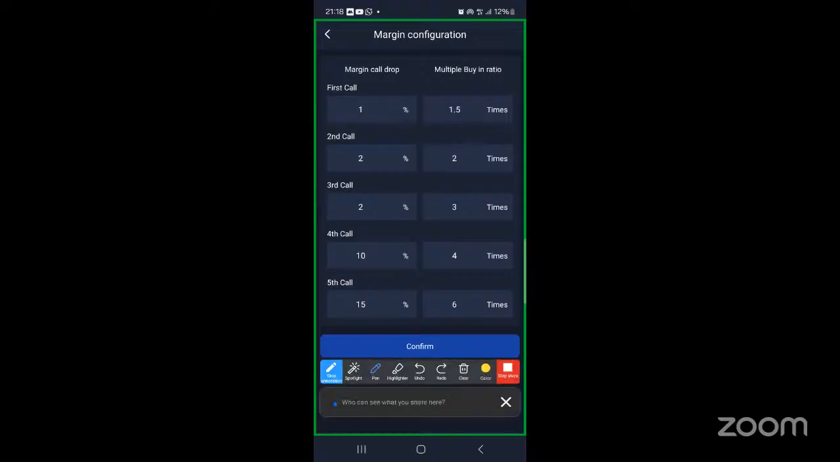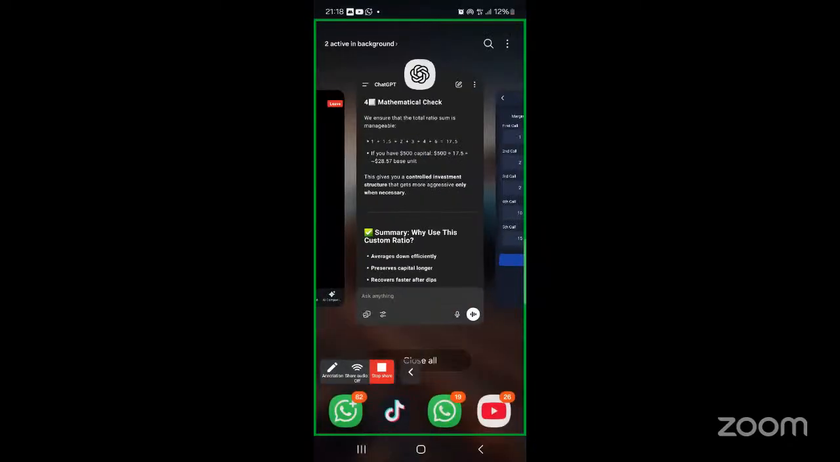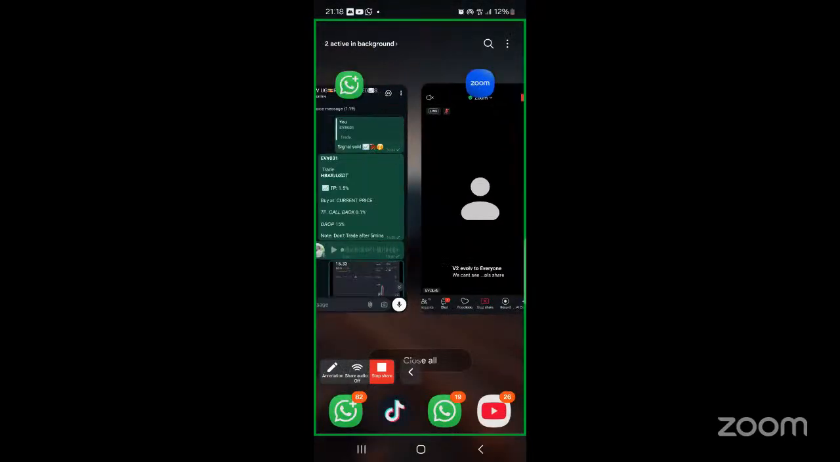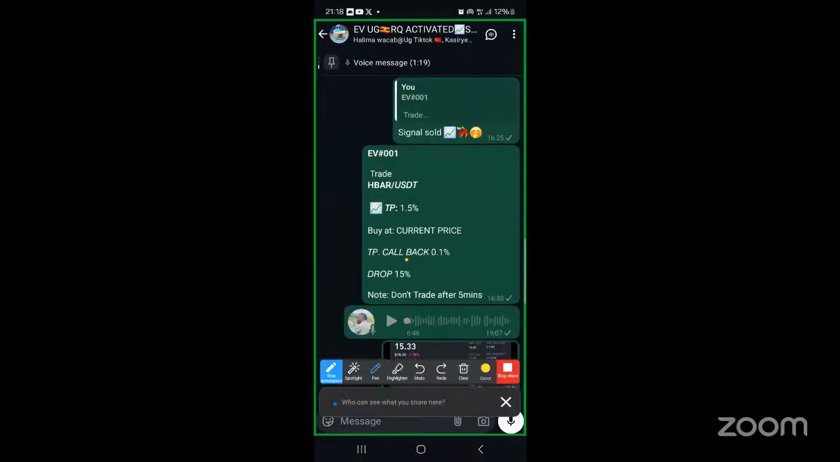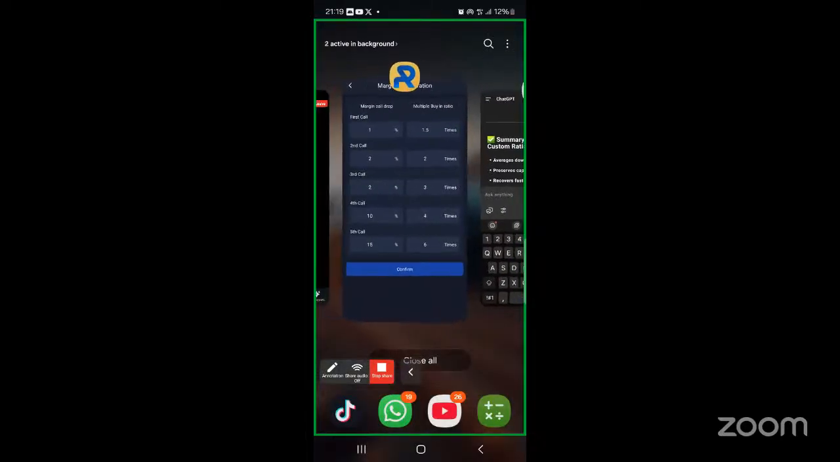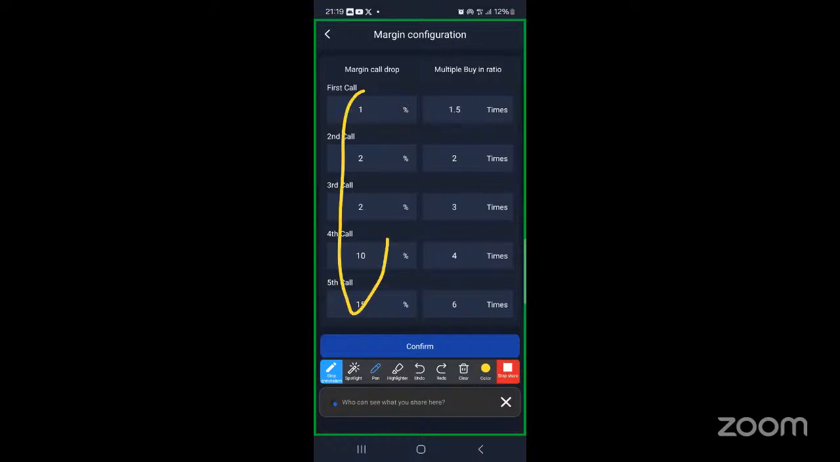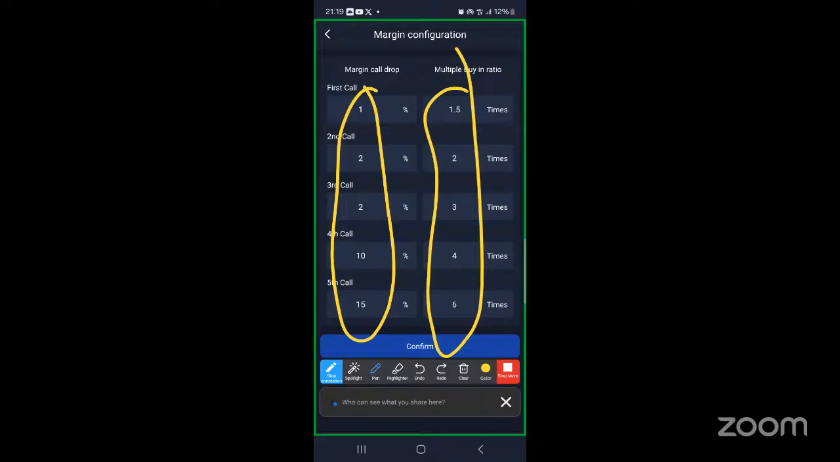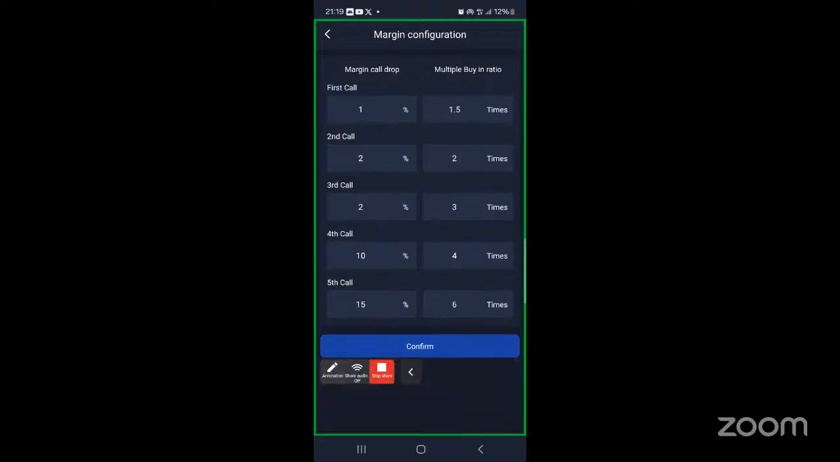So when you see the signal is showing drop 15%, just go and calculate. This is what they are meaning. Total here. Determine how many orders you want to make. I want to make 7 orders. And then you are going to now choose. Are you going to use linear, custom, or exponential multiple buy-in ratios? And then adjust them accordingly.